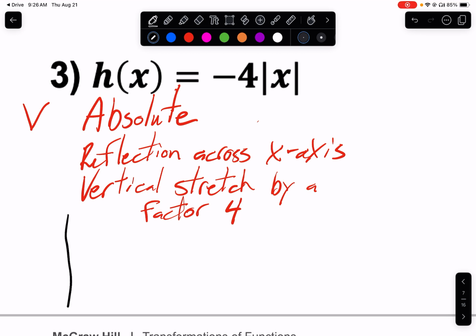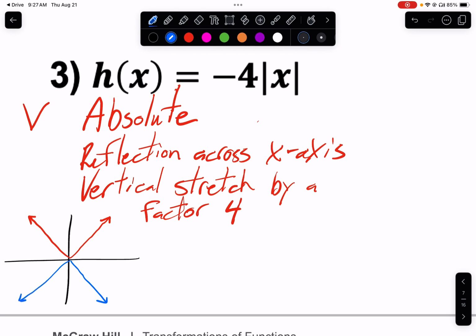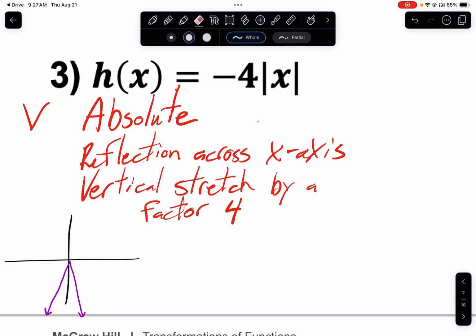So normally our parent function would be a nice 1-to-1, just like this right through here. Okay, well, we flipped it. So this would be the flipped version. And then because we have that factor of 4, what we're actually going to end up with, our actual answer would end up being something like this, where it's just narrow. So our final answer should be this purple one right here. Okay, you're going to have a narrower upside down V, really skinny mountain.